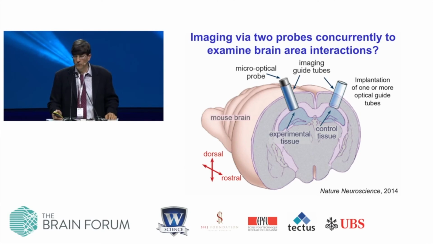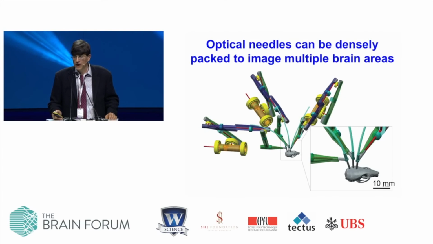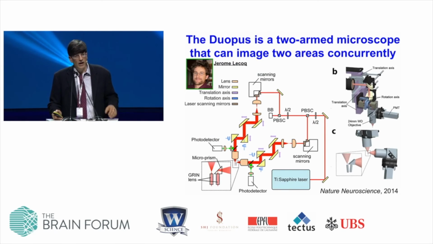Well, we can implant more than one endoscope into the brain tissue. And we can use the fact that microendoscopes can be packed densely to interrogate more than one brain area at a time. So as an initial attempt at this, Jerome Lecoq, who's now at the Allen Institute, constructed a double-armed microscope. The arms were flexible, allowing him to interrogate 2 brain areas of his choice.